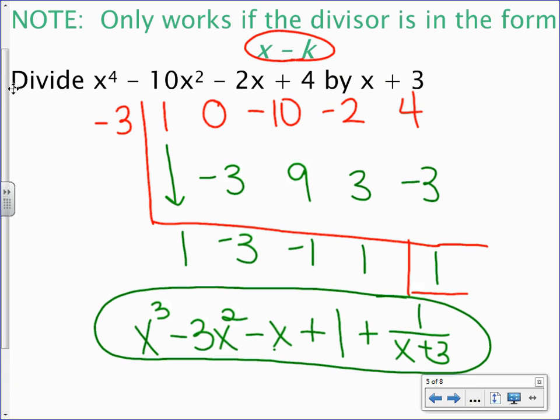This negative 3 I got from this x plus 3. You said this equal to 0. Okay?